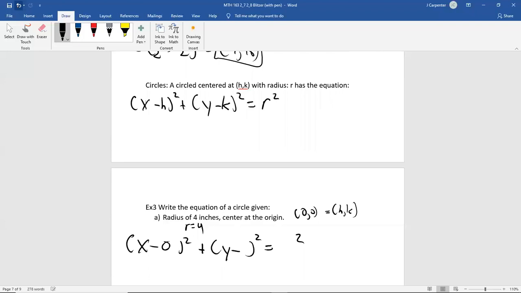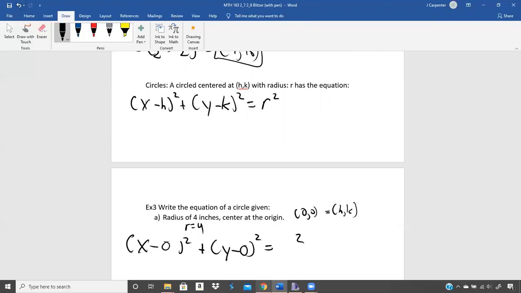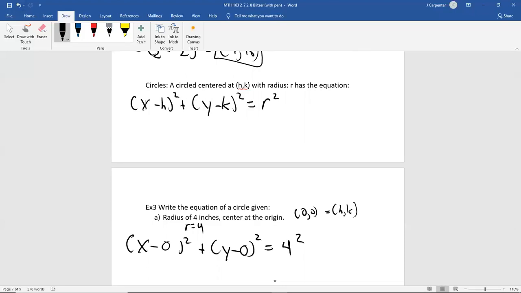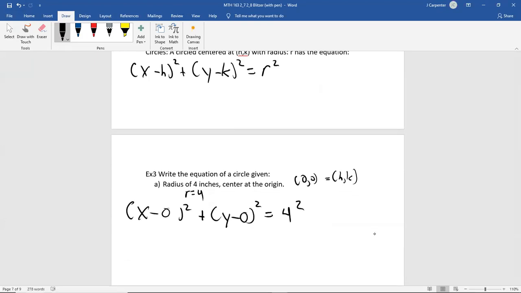All right, well, what was the h? That was the 0. What was the k? That was also 0. What was the radius? It was 4. The right side is not just 4, it's 4 squared, which you do need to simplify. Well, anything minus 0 is itself, so that's just x squared, plus same thing, so that's just y squared equals, and 4 squared equals 16. That is the equation of a circle with a radius of 4.